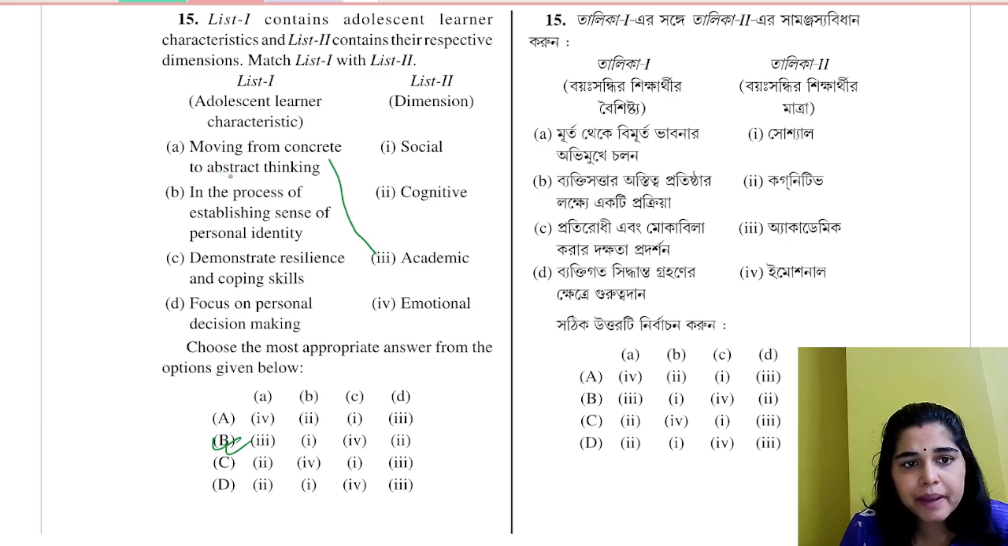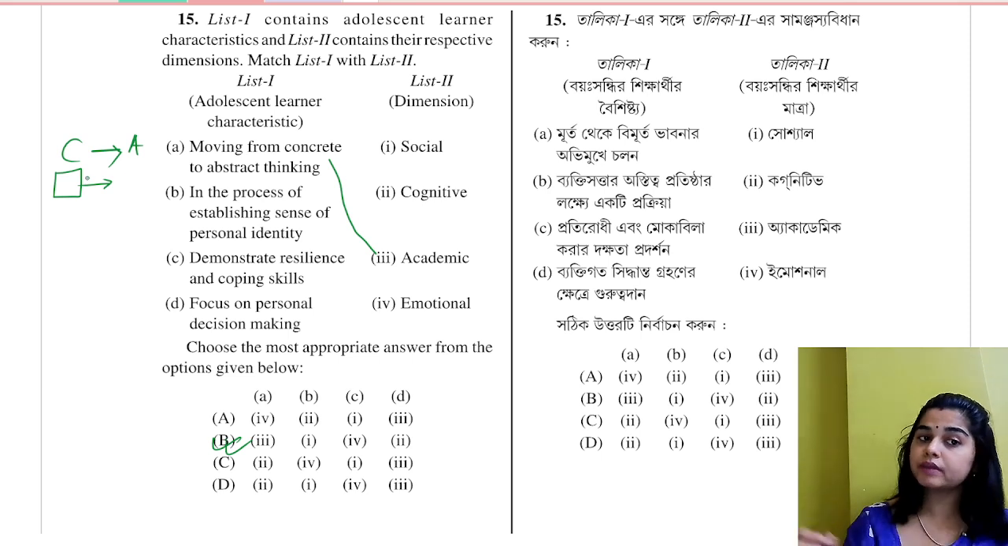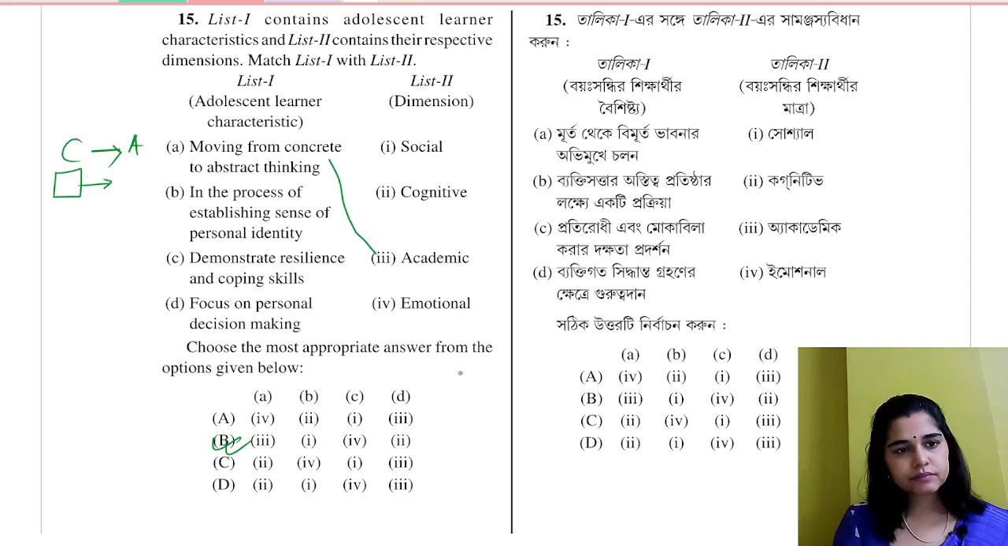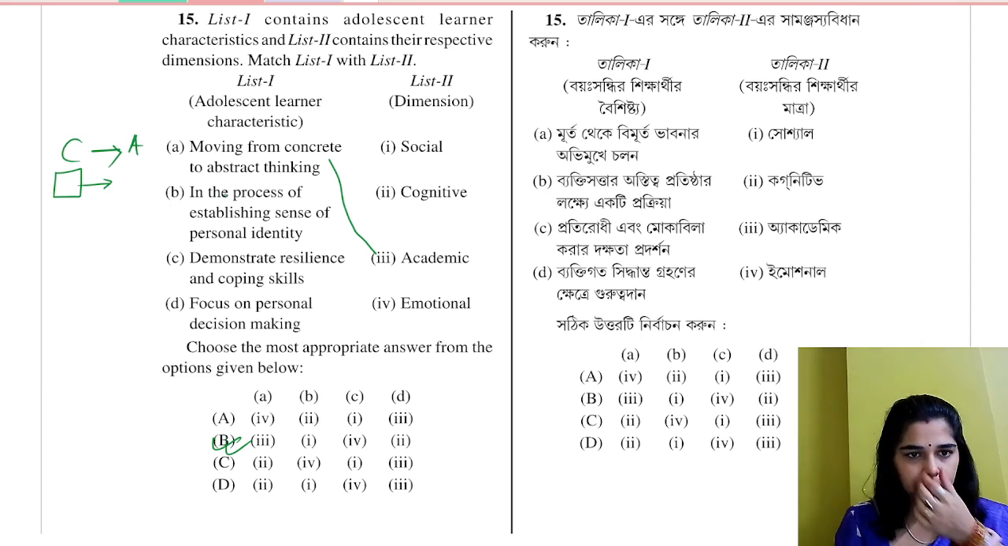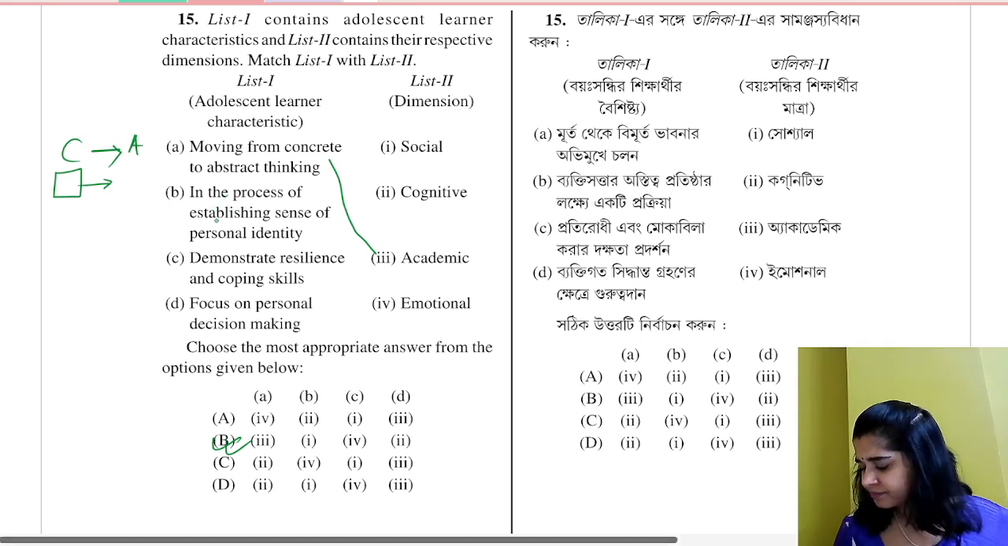Concrete से कहा जा रहा है abstract thinking में. It's like C to A. Concrete is something which is visible, and you are going to something निराकार रूप में, something beyond. Something is like an abstract, निराकार. And the next question is in the process of establishment.